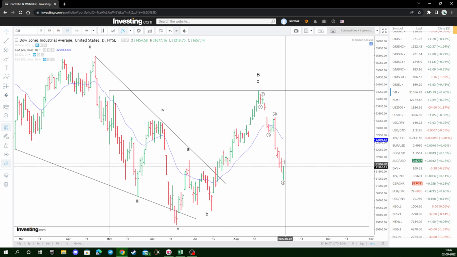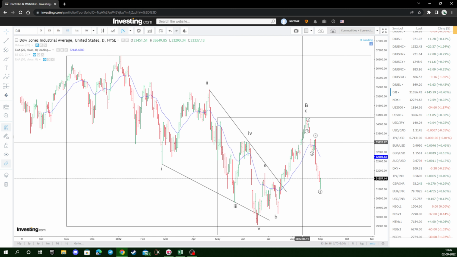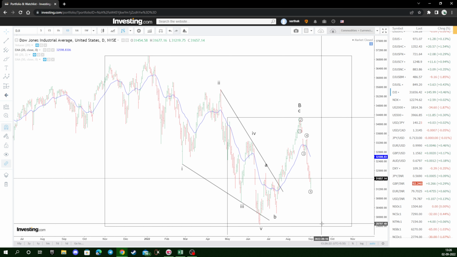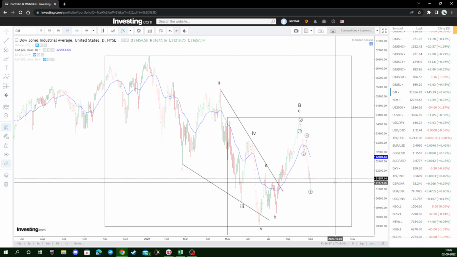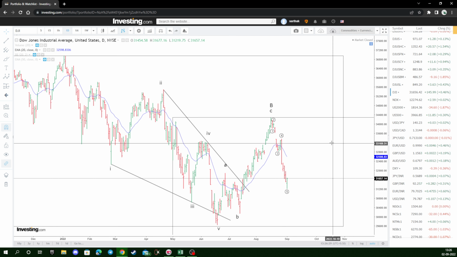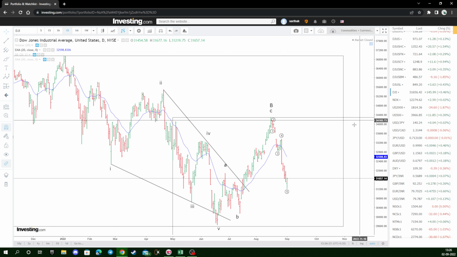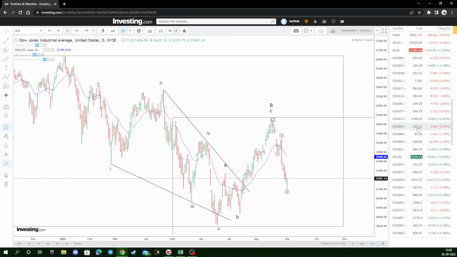So whenever we get that move and whenever it ends, we might see the third leg on the downside, which might help us cross below the low which we made in the mid part of June. So this was about the Dow Jones, and if we are able to see this kind of movement on the downside, the effect would also be seen on the Nifty index.